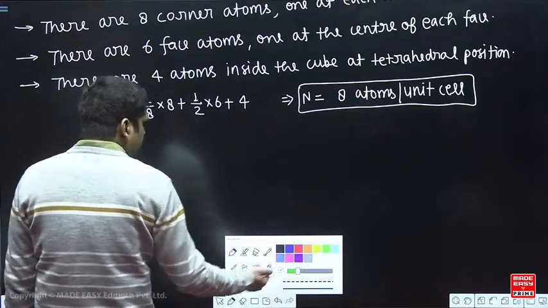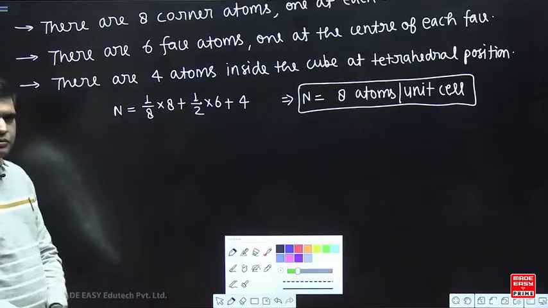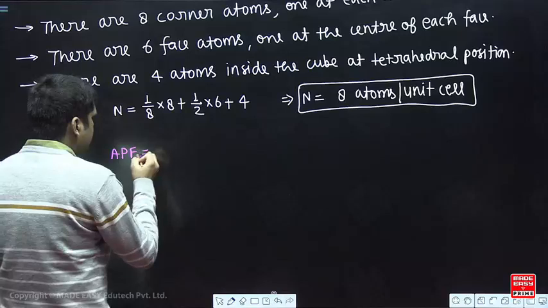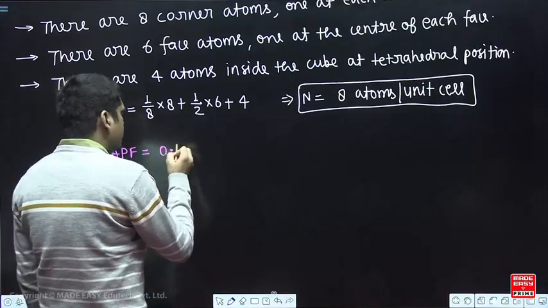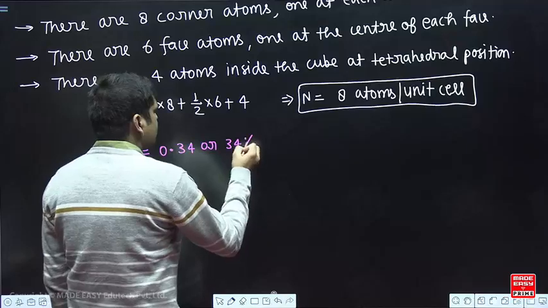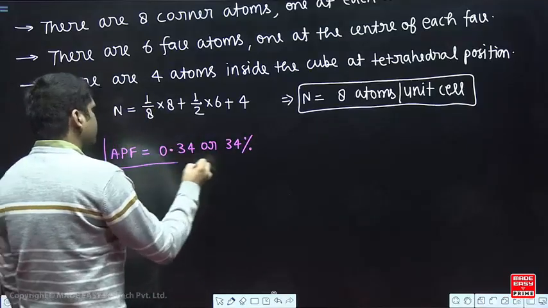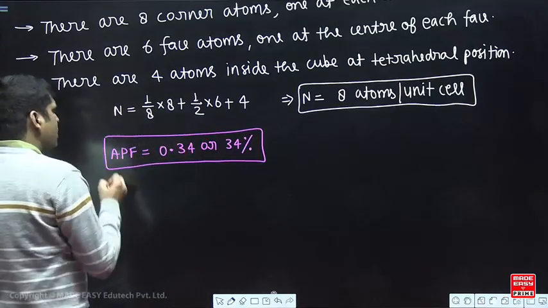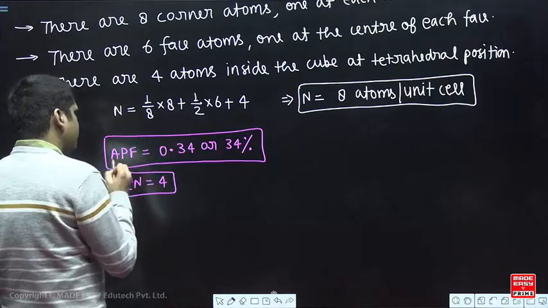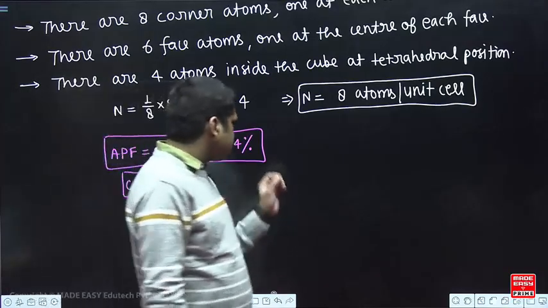Now I am giving the value directly, not calculating the APF for this. So APF is equal to 0.34. Those who are interested in the calculation can refer to the theory book. I have given it over there. Here I am not interested in calculating it. And the coordination number is 4. These are the two important parameters I wanted to discuss.